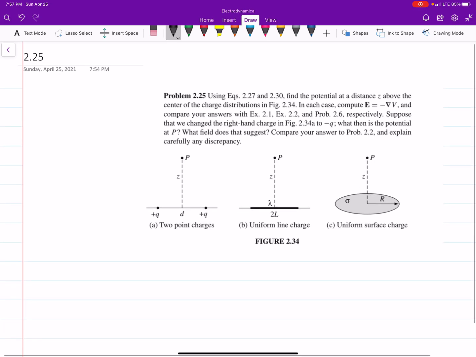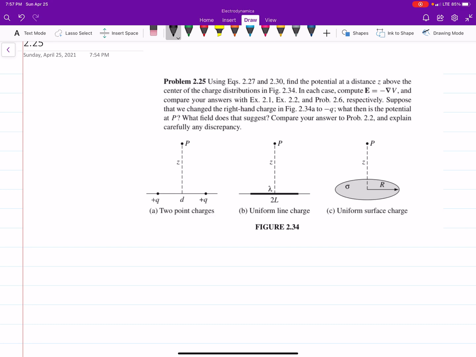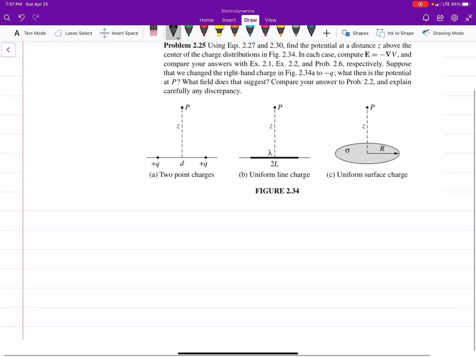So this is problem 2.25, and it's kind of like 3 problems in one. It wants us to find the potential at distance z above all these different charge distributions. It also wants us to calculate the E field, but I'm only going to do that for part A. You could do it for B and C, but it's kind of redundant.